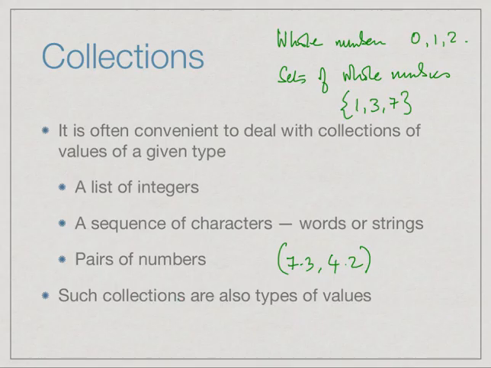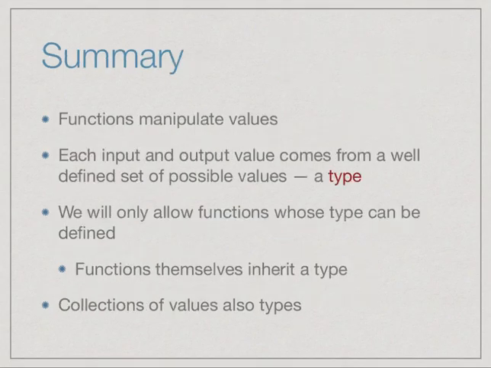So a type, remember, is now just a set of permitted values. If I tell you the type, then you can tell me whether a given value is legal for that type or not. If I tell you that the type is whole numbers, and I ask you whether 7.5 is a whole number, you can say it's not a whole number. If I ask you whether a list consisting of 1 followed by 2 is a list of integers, you'll say yes, it is a list of integers, and so on.